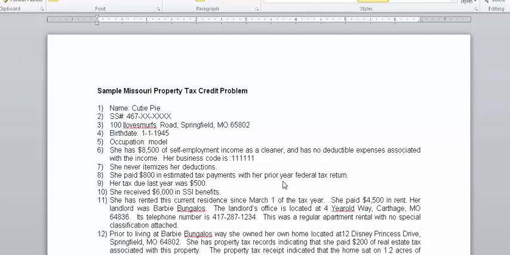So let's take a look at this sample problem, and we're going to go in and create a return using this information. It is all posted up under course documents under Blackboard or Moodle, depending on which semester you're watching this. So I'm going to pause this video and create my tax return, and then we'll go in and do the Missouri Property Tax Credit.